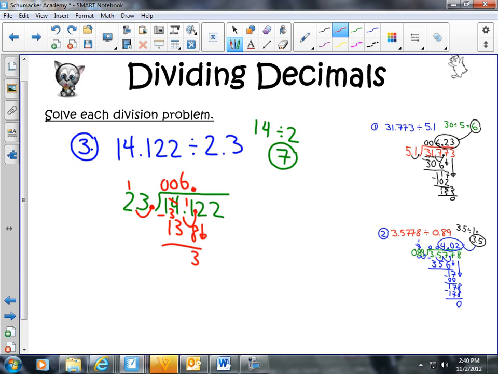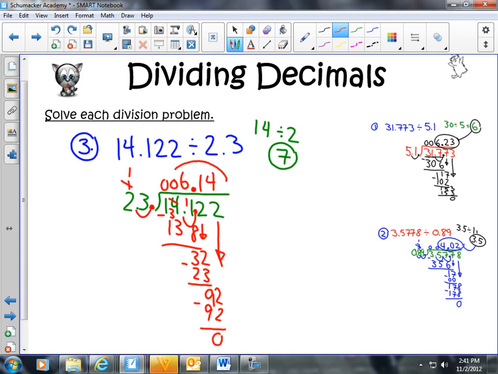Bring down my 2. Okay, how many times does 23 go into 32? It goes in 1 time. So I'm going to do 1 times 23 is 23. I'll subtract. 32 minus 23 is 9. Carry down my last 2. Okay, 23. Well, 23 times 4, 20 times 4 is 80. 20 times 5 is 100, so it's got to be a 4. I'm going to put a 4 here. 4 times 3 is 12. Carry the 1. 4 times 2 is 8, plus 1 is 9. I'm going to subtract. I get 0 left over.